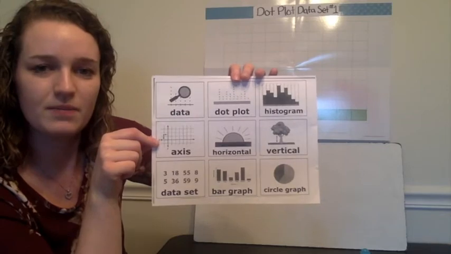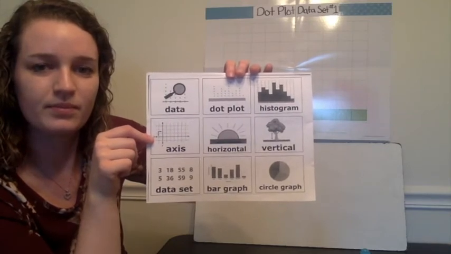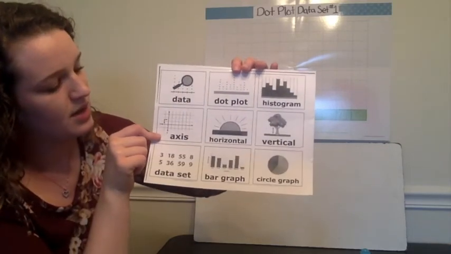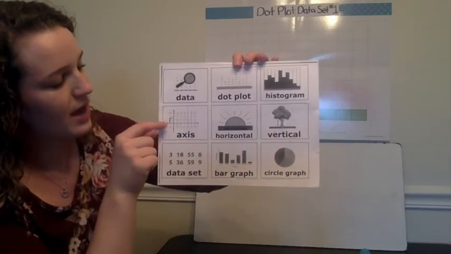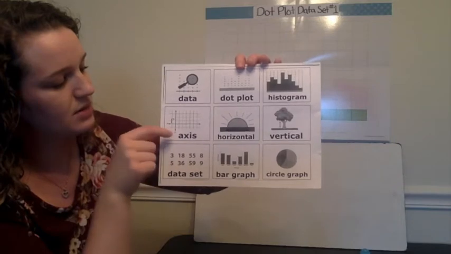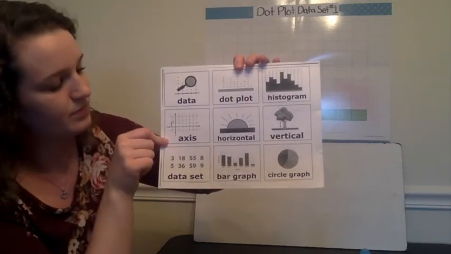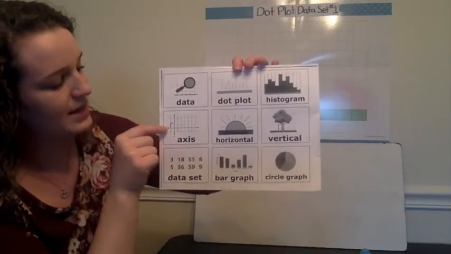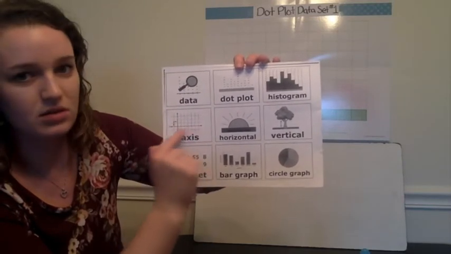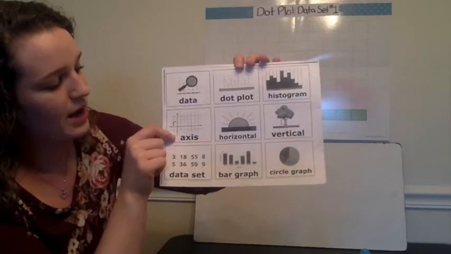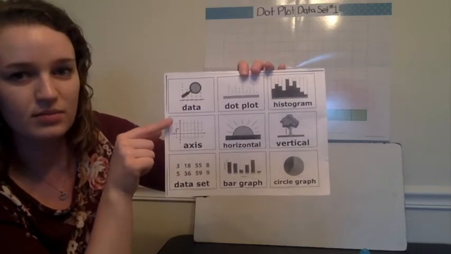All right, what is the next vocabulary word? Go ahead and read it. All right, we have axis. So here we have two different types of axes. All right, so we have the x-axis, which goes this direction across, okay? And then we have the y-axis, which goes this direction.